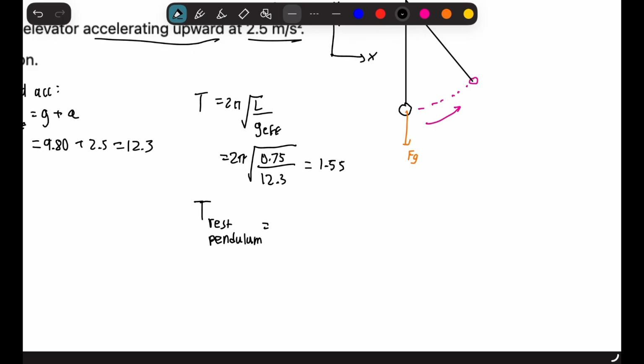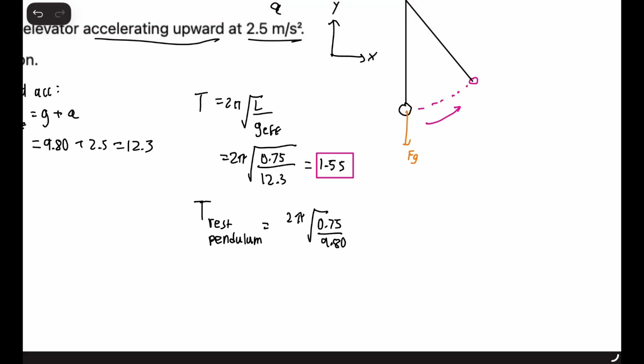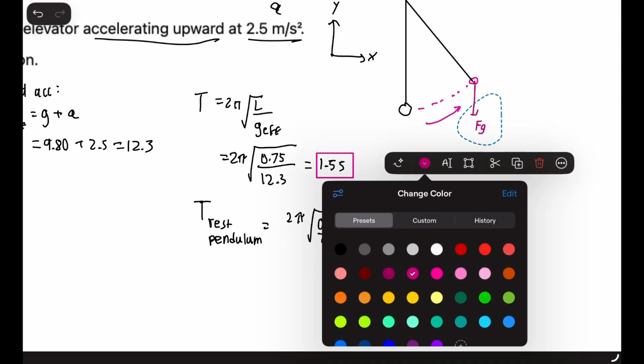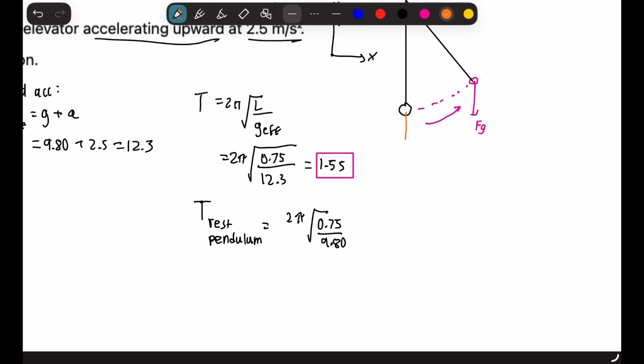Pendulum. So this would be our 2 pi times the root of 0.75 divided by 9.80. So this would be if you were considering, so this is when you are at 1.55. But let's say, I'm going to make this pink. And what if you were here though? This has acceleration. So if you're just here, this would just equal to 1.74 if it was at rest.